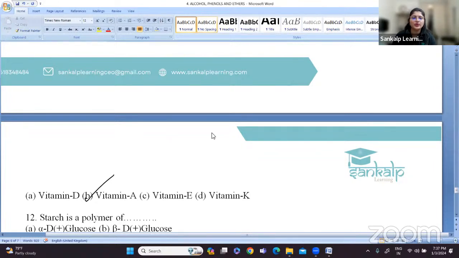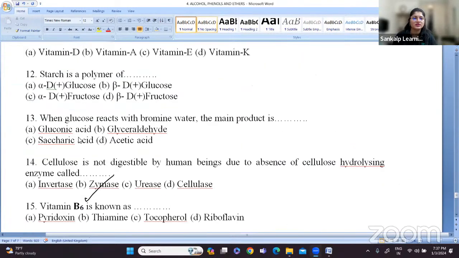So there are a few more questions. Starch is a polymer of what? Yes, students, starch is a polymer of: A, alpha D glucose, B, beta D glucose, C, alpha D fructose, and D, beta D fructose. Yes, it is made up of alpha D glucose.